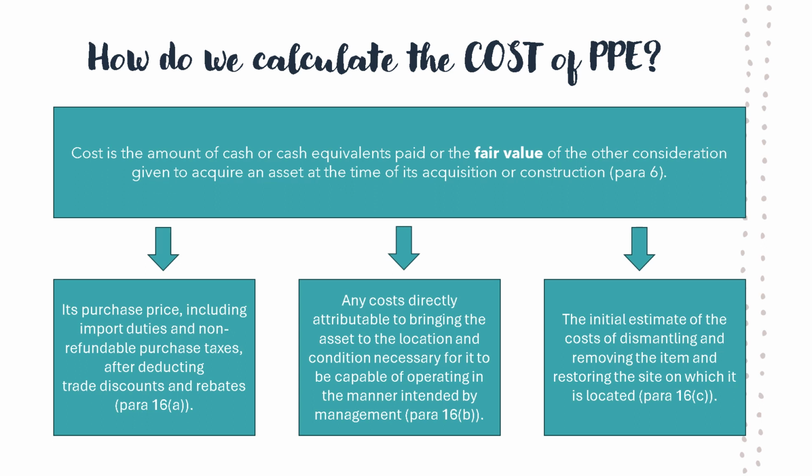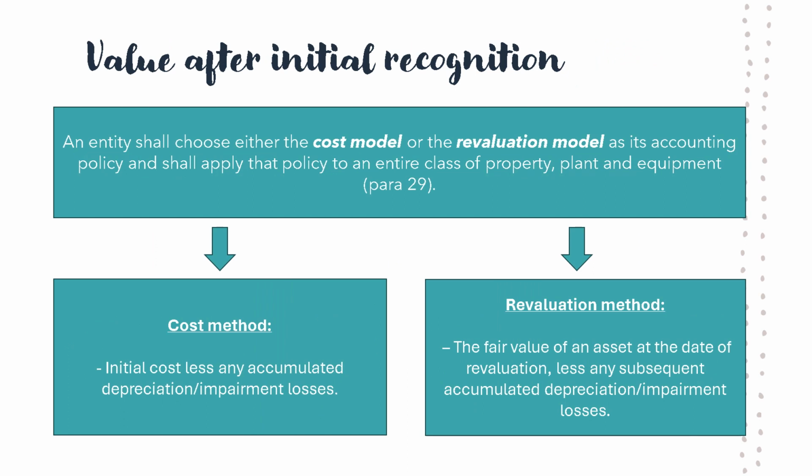including any costs relating to the opening of a new facility, the costs of introducing a new product or service, the costs of conducting business in a new location or with a new class of customer, and any administrative or other general overhead costs. Once an asset has been recognized in the accounts, an entity is then provided with the option of two different accounting policies to apply with regards to the valuation of the assets. Assets can be either valued at cost or at its revalued amount.